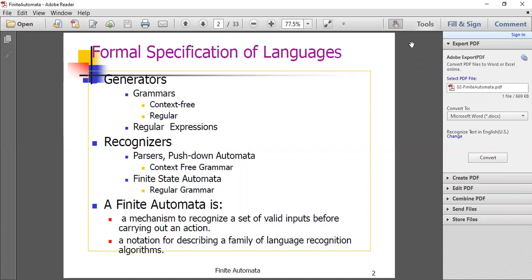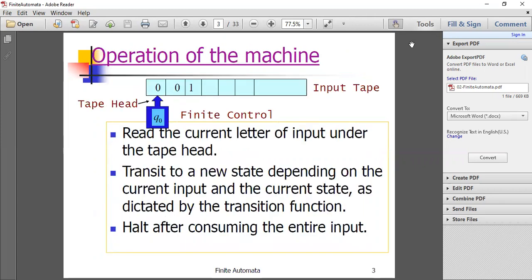So a mechanism that recognizes a set of valid inputs before carrying out an action, and also a notation for describing a family of languages recognizing algorithms. The operation of the machine is nothing but finite control. It reads the current letter of input under the tape head. So this is called tape head here. So it transits to a new state depending on the current input and the current state as it is dictated by the transition function. So it is halted after consuming the entire input.